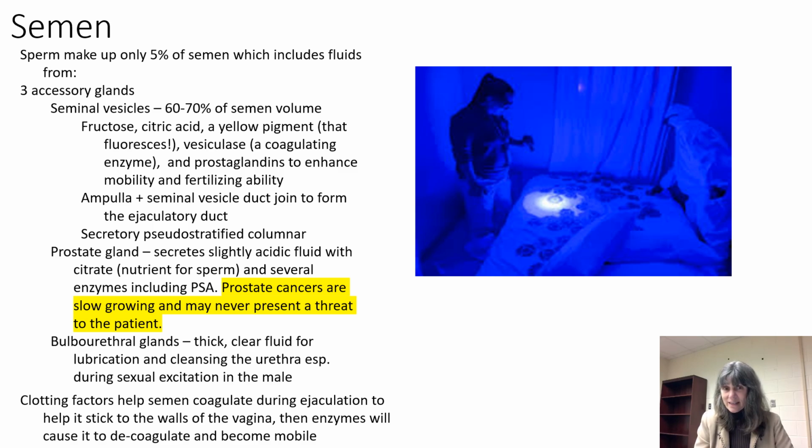The prostate gland is an accessory gland that sits inferior to the urinary bladder, and it secretes a slightly acidic fluid with citrate, which helps sperm by acting as a nutrient for them, and several enzymes, including prostate-specific antigen. Prostate-specific antigen is normally going to measure at 4.0 or lower in most men under the age of 50.